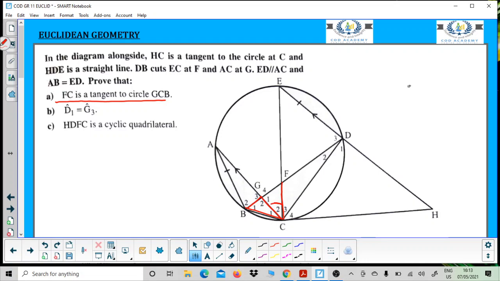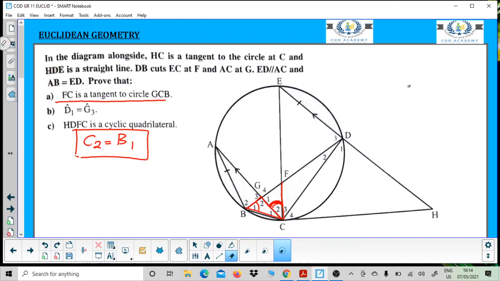So you just require to prove that C2, if this was really the angle between a tangent and a chord, it will be equal to which angle, people? B1. So your job is to prove that C2 is equal to B1 by any means possible. If you can prove that C2 is equal to B1, you will be done. Let's do it.